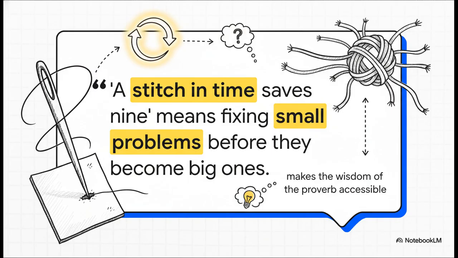Proverbs are a great example of where this is needed. You can't just drop a saying like "a stitch in time saves 9" into your writing and just assume everyone's going to get it. But a quick explanation, just clarifying that it's all about fixing small problems early on, makes that wisdom accessible to absolutely everyone.